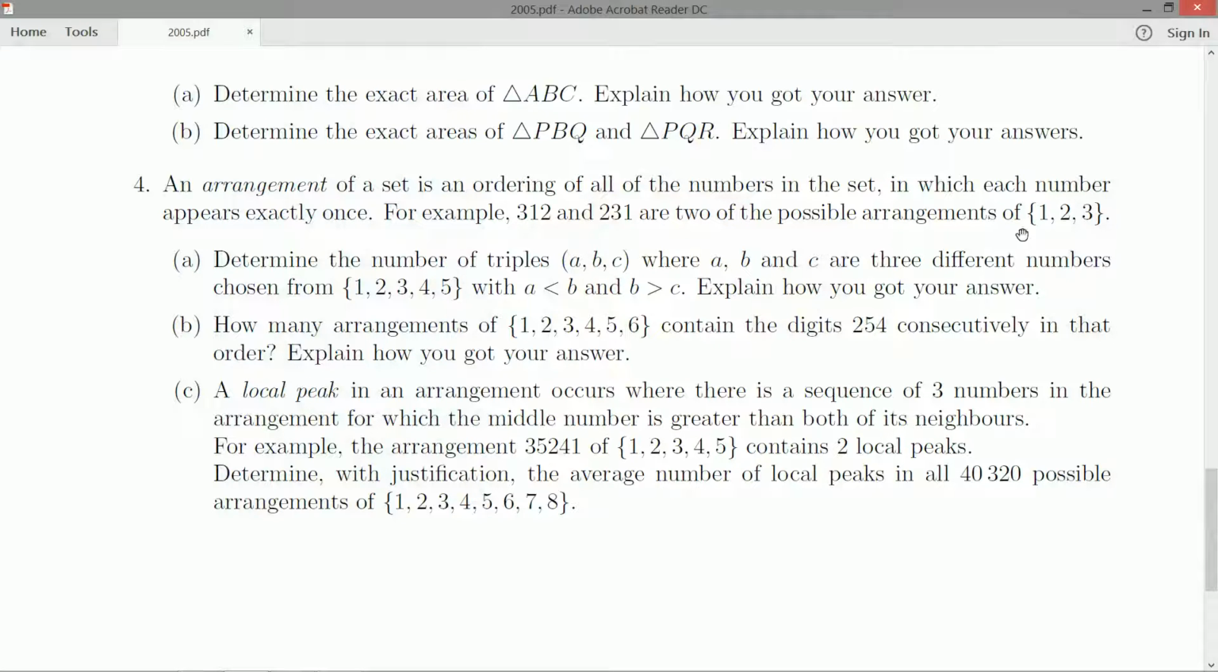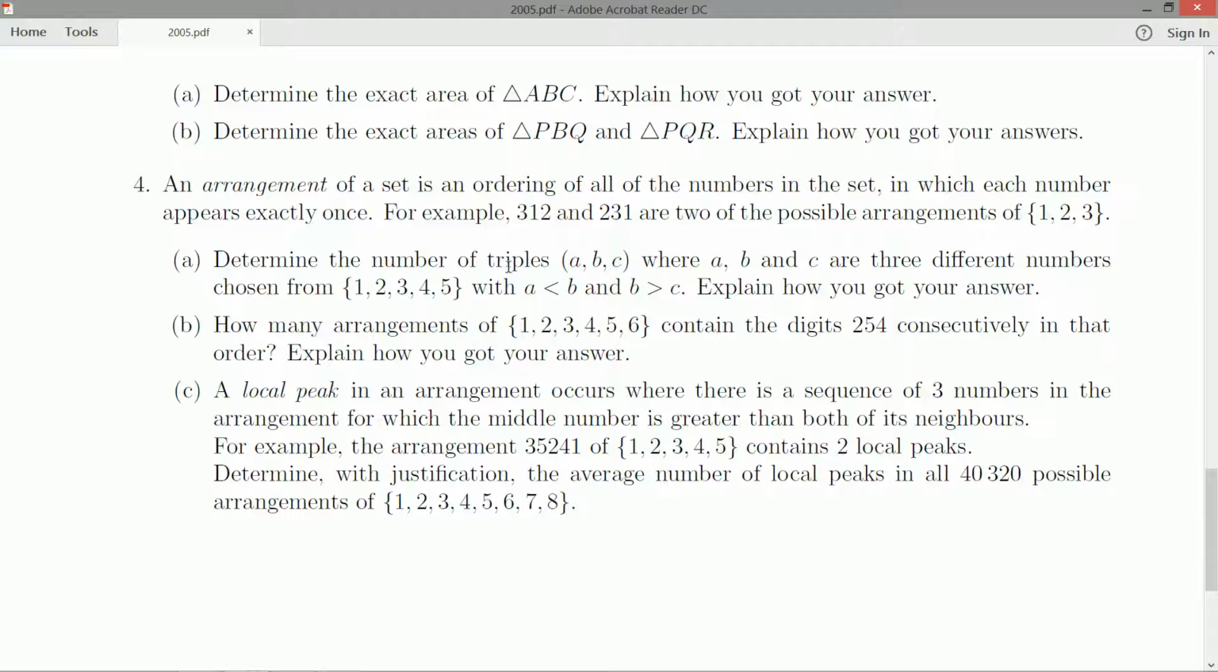These are fantastic things. There's 6 of them for 1, 2, and 3. So there's 1, 2, 3, 1, 3, 2, 2, 1, 3, 2, 3, 1, which they have here, 3, 1, 2, another one that they have here, and 3, 2, 1. Those are the 6 arrangements of 1, 2, 3. So that's introducing us to the concept if we're not familiar with it. So we've got 3 parts here.